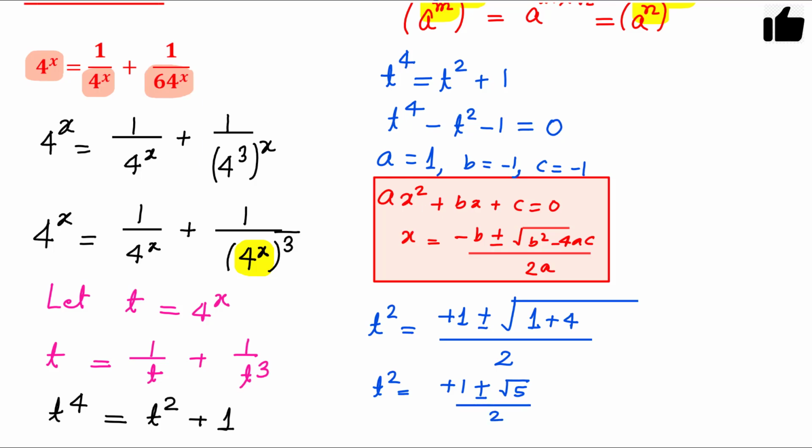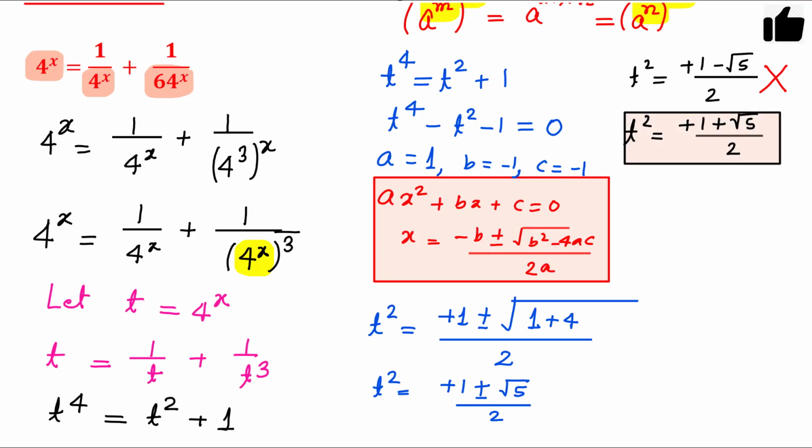So I will have two roots. The first root is t square is equal to 1 minus root 5 divided by 2, and the second root is t square is equal to 1 plus root 5 divided by 2. Now see, this first one is negative, but t square cannot be negative. It has to be positive. That's why this root is rejected. And if I'm looking for real numbers, in that case this root has to be rejected. And this solution is accepted, that is t square is equal to 1 plus root 5 divided by 2.